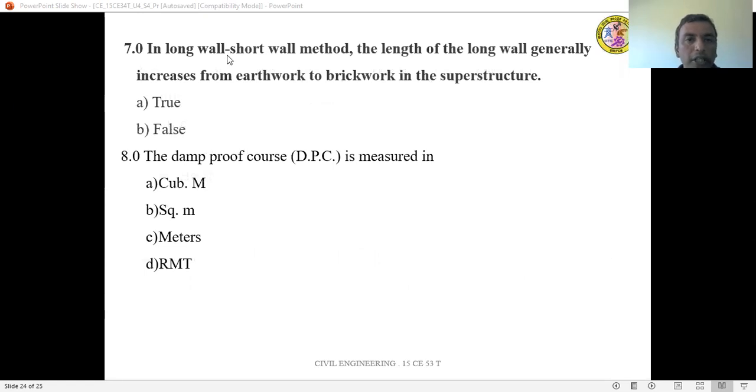Next question, seventh one. In the long wall, short wall method, the length of long wall generally increases from earthwork to brickwork in the superstructure. The above statement is A. True or B. False? Eighth question. The damp-proof course, that means DPC, is measured in A. Cubic meter, B. Square meter, C. Meters, D. Running meters.